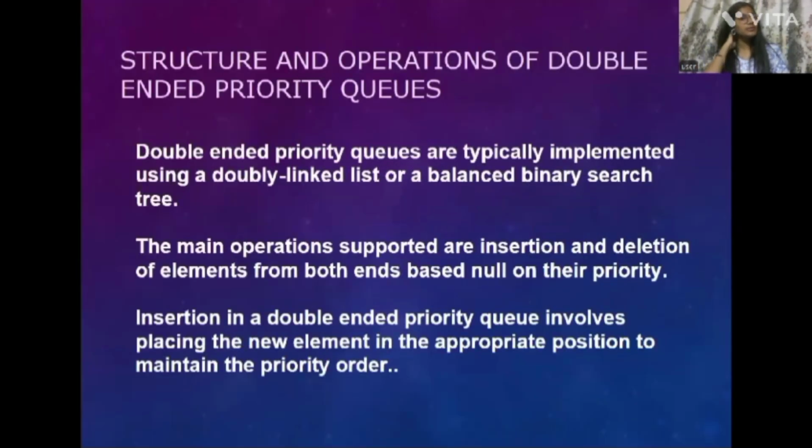Structure and operations of double-ended priority queues. Double-ended priority queues are typically implemented using a doubly linked list or a balanced binary search tree. The main operations supported are insertion and deletion of elements from both ends of the queue, maintaining their priority. Insertion in double-ended priority queues involves placing the new element in the appropriate position to maintain its priority order.